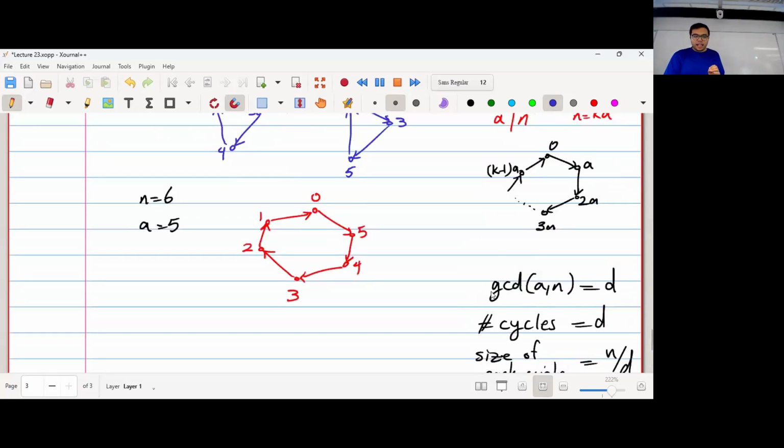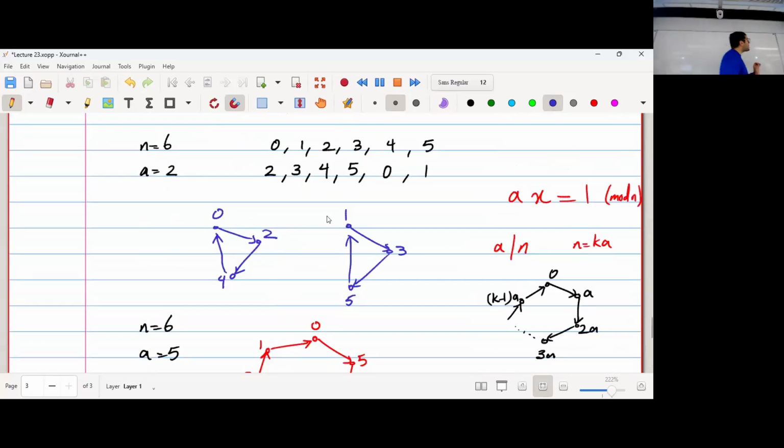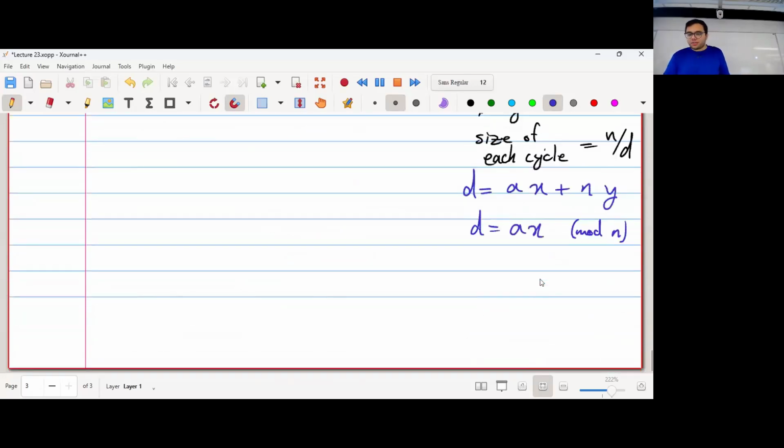Okay? So again, among all of my cycles, I'm looking at the cycle that includes 0, and that cycle is going to include the GCD of a and n. And of course, if a cycle includes a number, it also includes any multiple of that number, right? Because if d is ax, what does this mean?